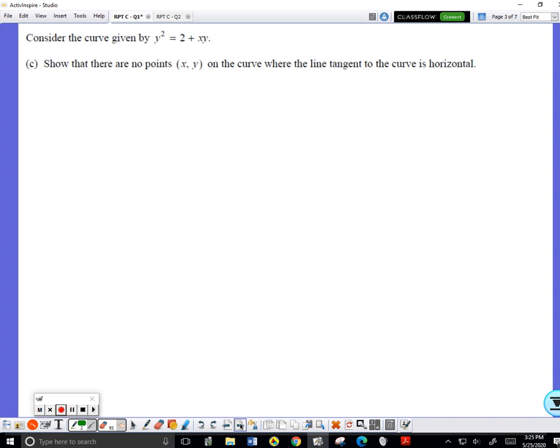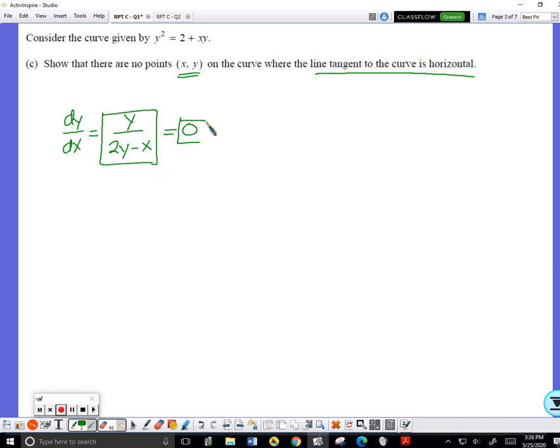Show that there are no points on the curve where the line tangent is horizontal. So that means we're looking for where dy/dx, slope, which is our formula y divided by 2y subtract x. A horizontal tangent means the slope is 0. When you have a fraction and the result is 0, the only way that can be true is if the numerator is 0. So we just figured out that the y-coordinate would have to be 0 in order for there to be a horizontal tangent. We're supposed to show that there are no points. So y equals 0 appears to be the only way you can get a horizontal tangent.